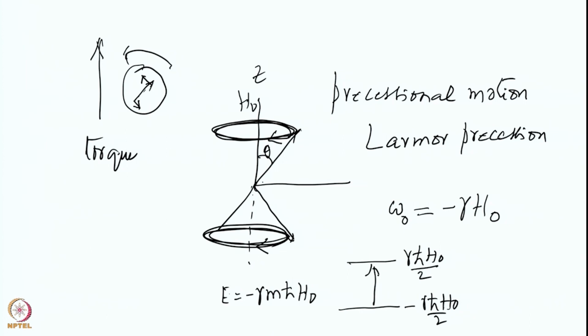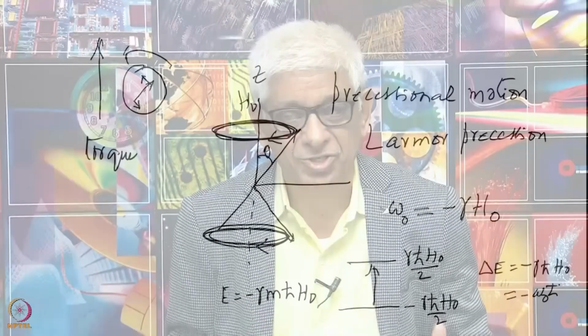So the energy difference delta E is equal to minus gamma h cross H naught. You see, this is very similar to what we have here. Omega naught is the frequency, and therefore this is equal to minus omega naught h cross. So the classical description of Larmor precession and the quantum mechanical description of energy level diagrams are identical. The energy separation between the two levels, in terms of the frequency, corresponds to the Larmor precessional frequency.